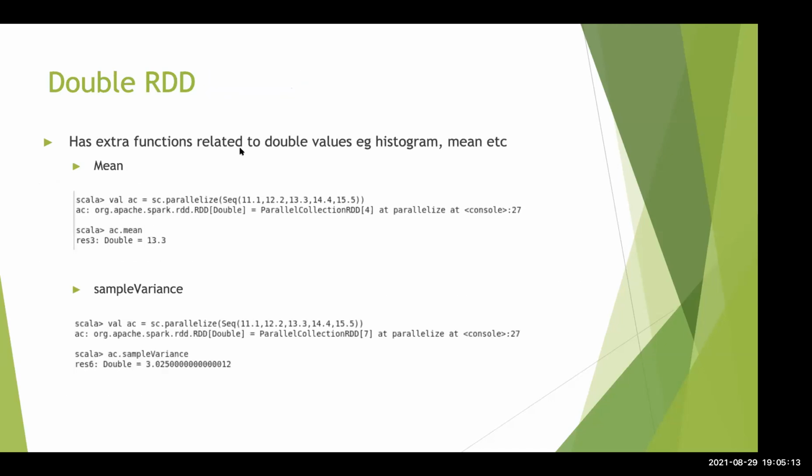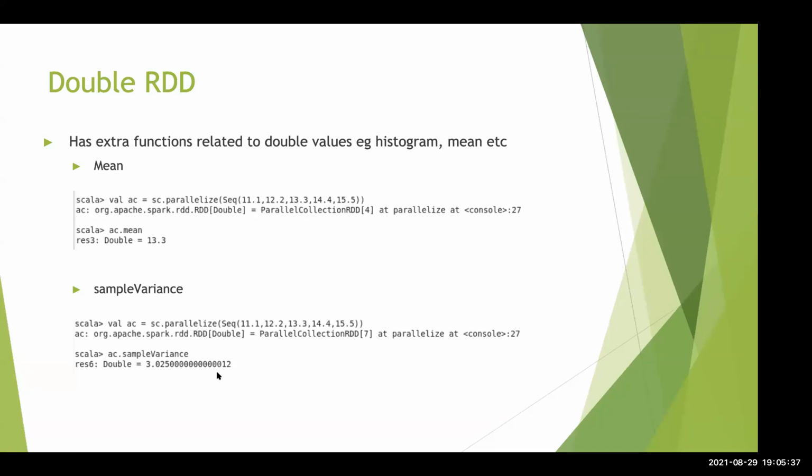Double RDD has extra functions which are related to double values. For example, you can create histogram, mean, etc. So just for an example, I have these records. In order to create a mean, I can do this here. Sample variance, I can create because it's double RDD. You see, this RDD is double, so I can say double RDD dot sample variance. It gives the sample variance.